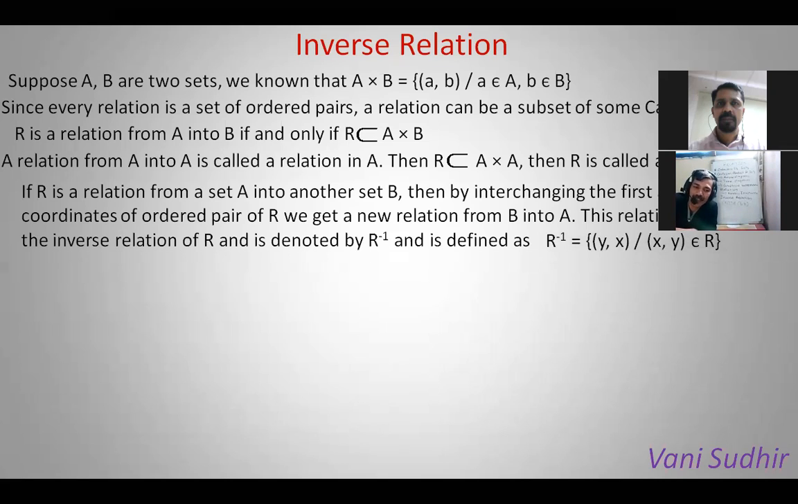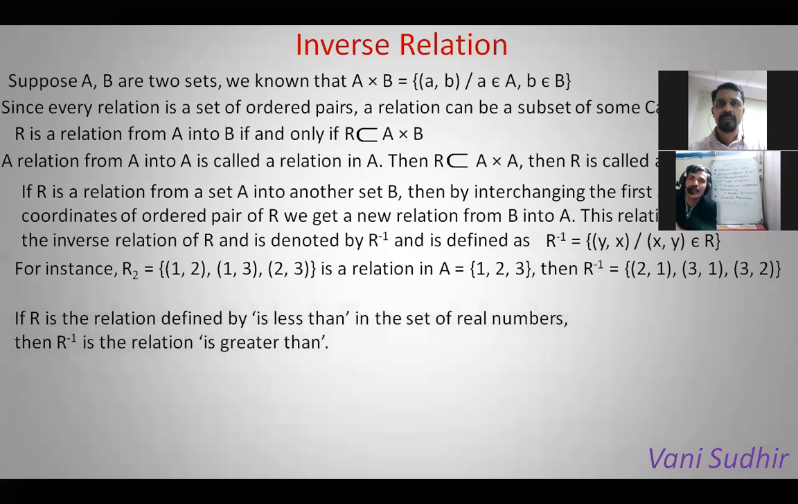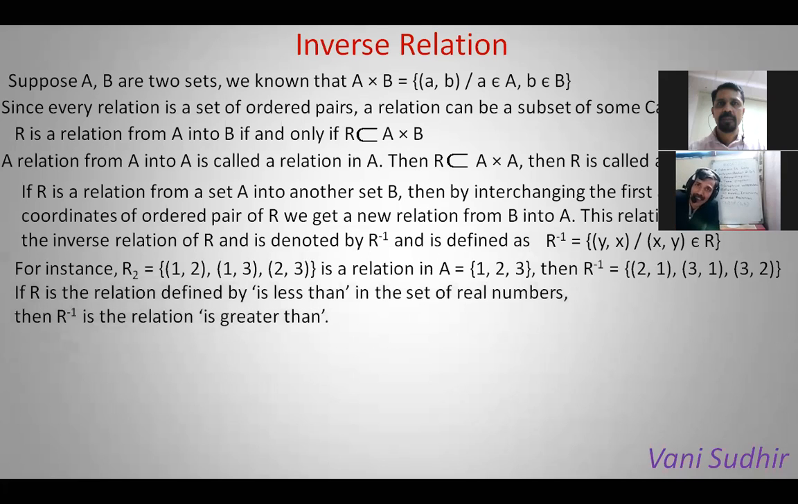It is denoted R inverse and it is given like this: you take the ordered pairs (y, x) if (x, y) belongs to R. In inverse you have to take (y, x). We'll give some examples. R2 relation you have been given, the is-less-than relation: (1, 2), (1, 3), (2, 3). If you interchange the first and second coordinates, what will you get in R inverse? You will get (2, 1), (3, 1) and (3, 2). If R defines the is-less-than relation, then R inverse will define the is-greater-than relation.